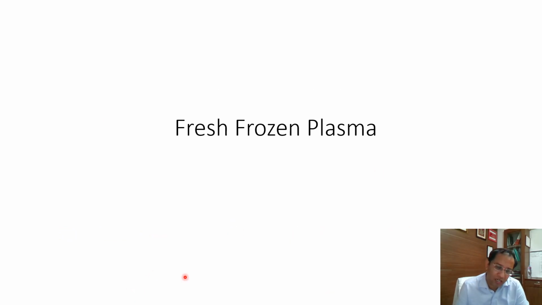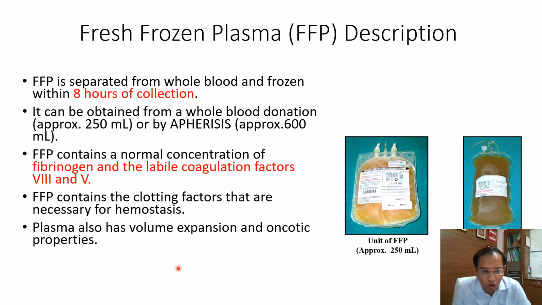The third product that we have is FFP, or fresh frozen plasma. It is separated from whole blood and frozen within 8 hours of collection, and it can be prepared both from apheresis or from whole blood, where it is a byproduct. When it is produced from whole blood, it is around 220 to 250 ml, and when it is prepared by apheresis, it is approximately 600 ml.